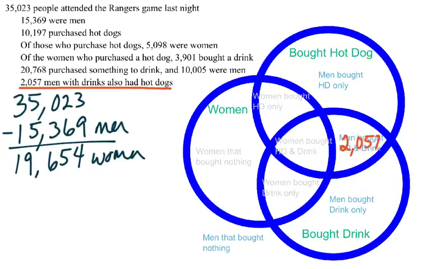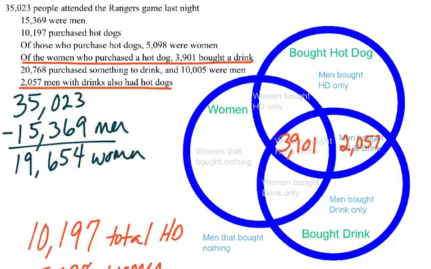We also should be able to see that of the women that purchased a hot dog, 3,901 also bought a drink. So 3,901 goes right there in the middle. Women that bought a hot dog and a drink. And then we have, of those who purchased hot dogs, 5,098 were women. And of those that purchased drinks, 10,005 were men.